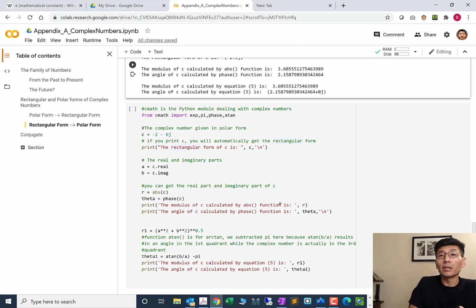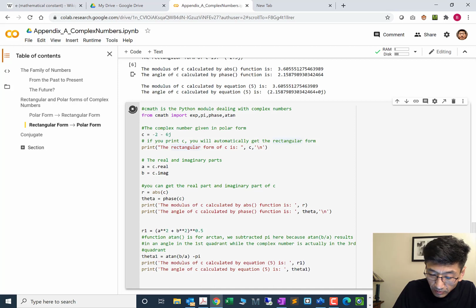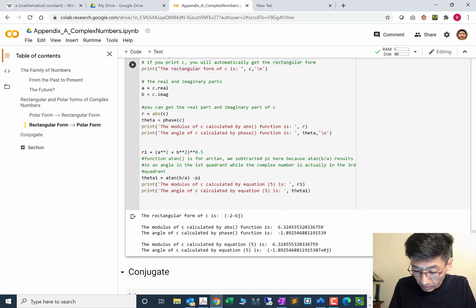Do you see that? If I run the code, it's running. There are no errors. I think I tested it beforehand. I don't want to waste your time. Okay, so this is in the first quadrant. This is the angle in radians, right? So this is less than pi, greater than negative pi, less than 0. So this is the angle we pretend to calculate by hand using our method.